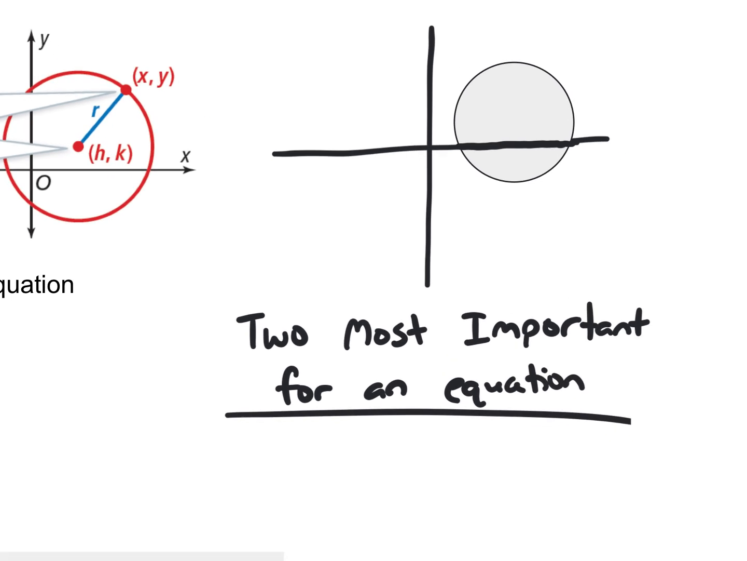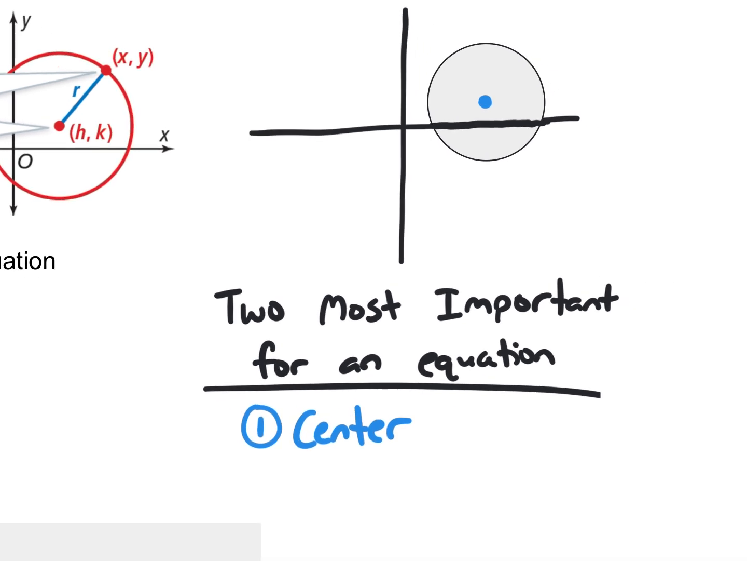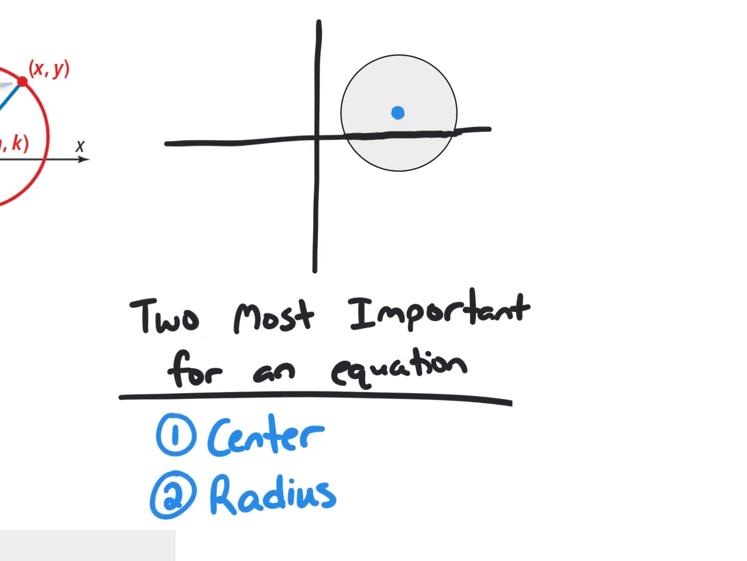What did we already say the most important thing is of a circle? The center. Draw a center point. Second most important thing, take a guess. It is the radius. What's the definition of radius again? From the center to the edge. Go ahead and draw that in there. This right here is the radius.